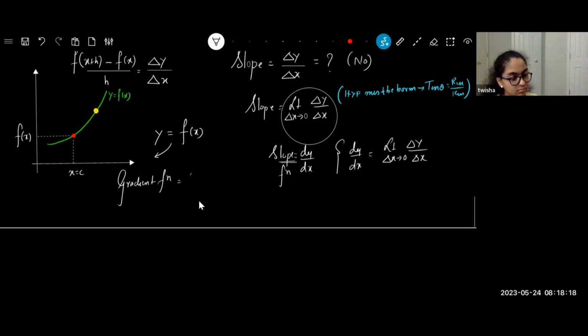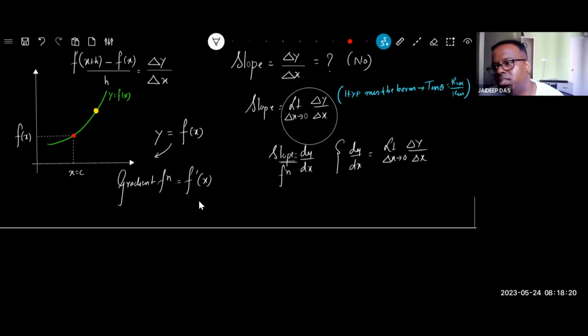Gradient function, and the gradient function is f dash x. We write it as f dash x, which is also equal to dy by dx, which is also written as y dash, which can also be written as limit of h tends to 0, f of x plus h minus f of x divided by h. This is the gradient function.